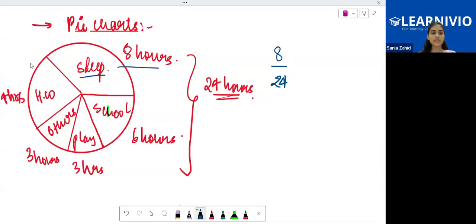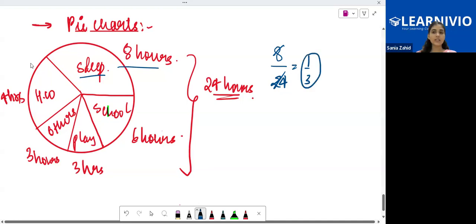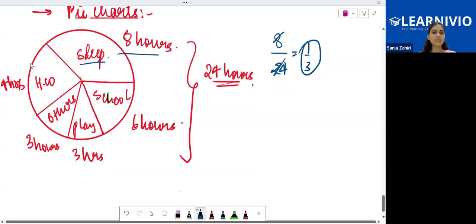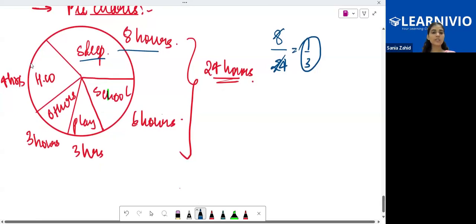We just have to find the fraction. Simplified with 2, you will get 1 by 3. So 1 by 3 is the fraction of the time you have spent on sleeping. If they ask you what is the fraction of the time that you spent in school, for school it will be 6 upon 24, because 24 is the total number. Then 6 into 4 is 24, so you'll get your answer as 1 by 4.